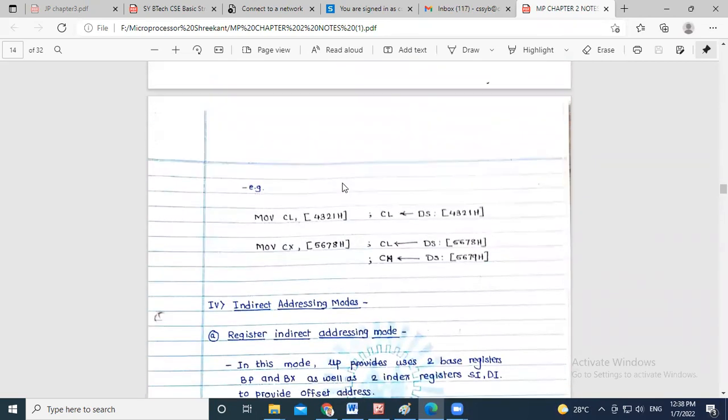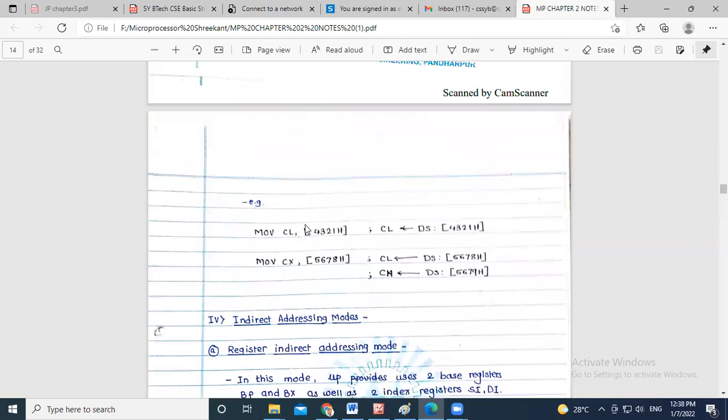For example, in direct addressing mode we always have to use square brackets. We use a square bracket around the particular value. This is just the naming notation you have to compare in direct addressing modes. If square brackets are there with the value, then you say it is direct addressing mode.